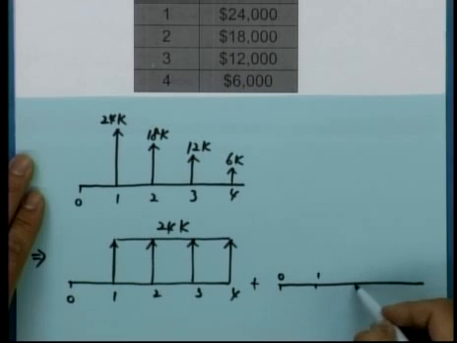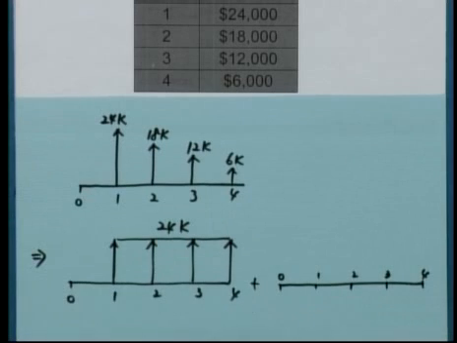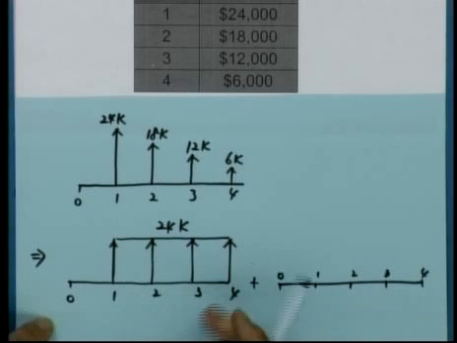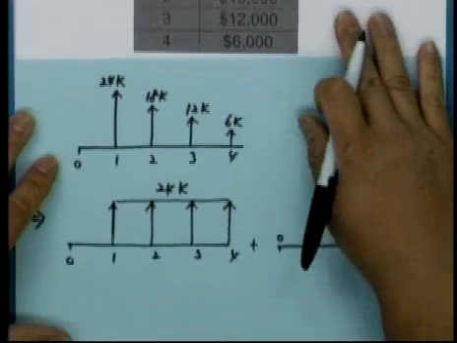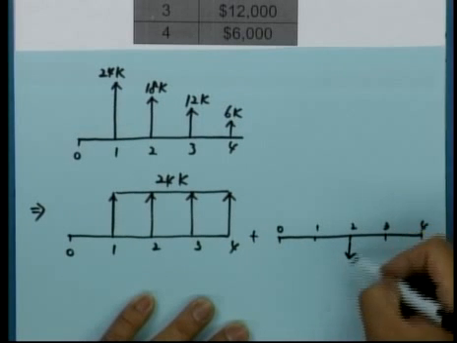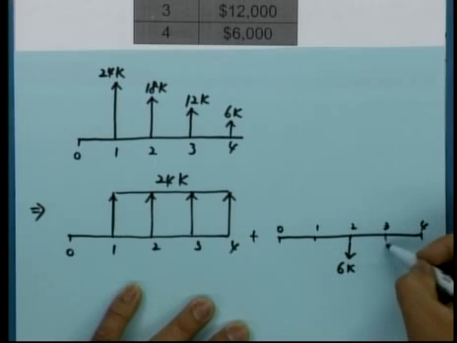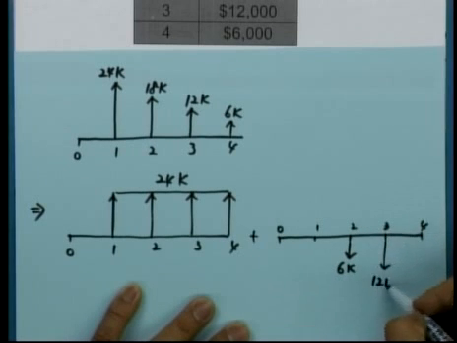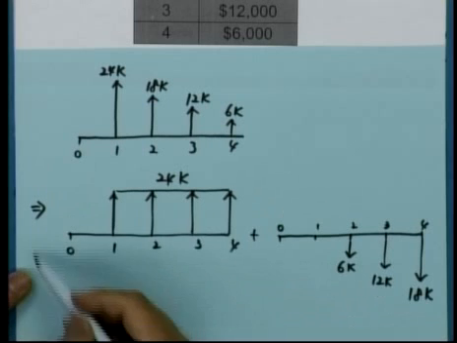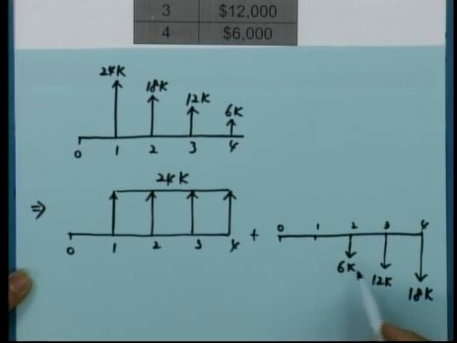Zero, 1, 2, 3, 4. If you take out $24,000 annually, then you have 6K in negative cash flow, and 12K, and 18K. Is that right? Now this is a uniform series, uniform annual series, and this is an arithmetic gradient series. Does that make sense?